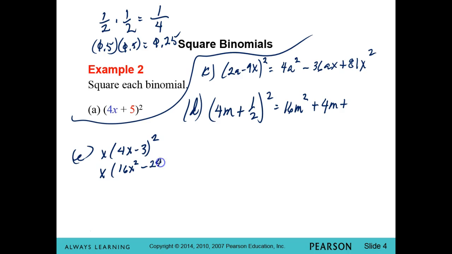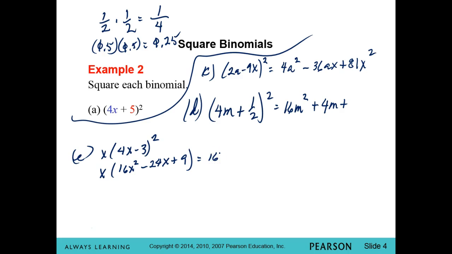24x. 4 times 3 is 12. Double it is 24x. Plus, always, 9. And now we multiply the last. Here's the distributing. You've been wanting to distribute all day long. Here we have one. What's that?